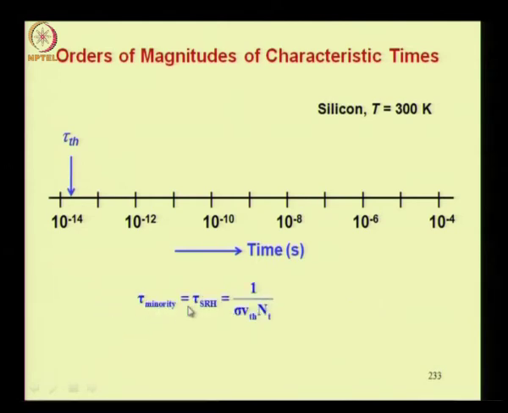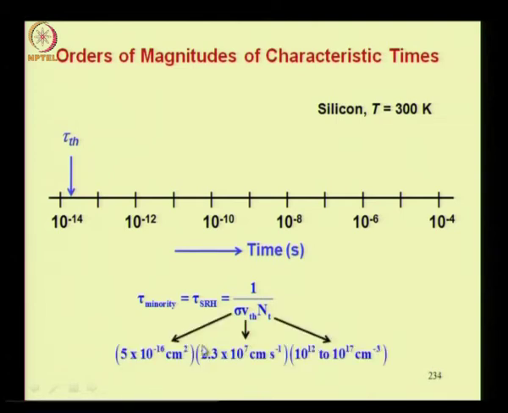Minority carrier lifetime. For silicon, it will be the time constant given by the SRH recombination theory, and that is equal to 1 by the capture cross section into thermal velocity into trap concentration per unit volume. Now the capture cross section is 5 into 10 power minus 16 centimeter square. The thermal velocity is 2.3 into 10 power 7 centimeters per second. You will shortly get an assignment to calculate this velocity, and the trap concentration ranges between 10 power 12 to 10 power 17 per centimeter cube.